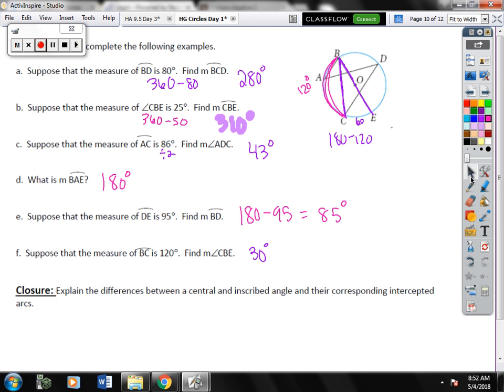So homework's coming out to you. There are some tricky ones on the back.